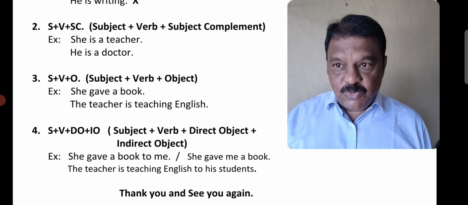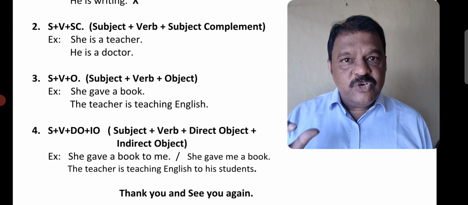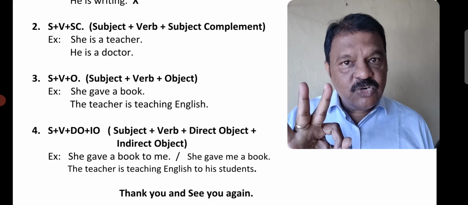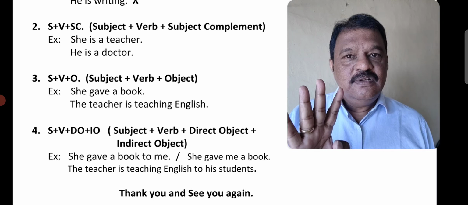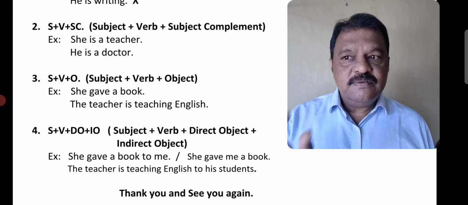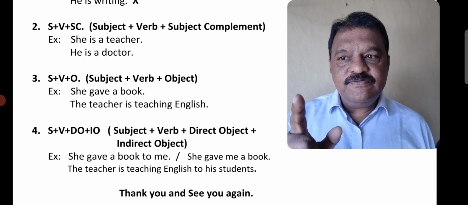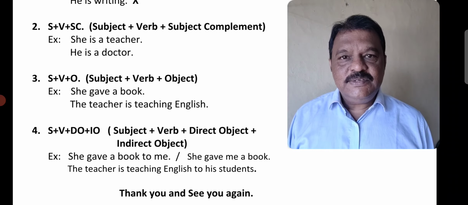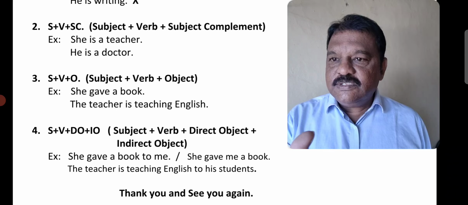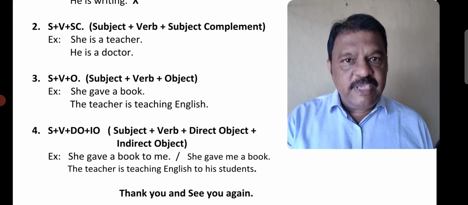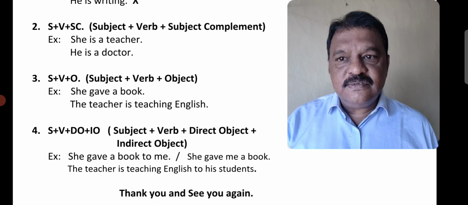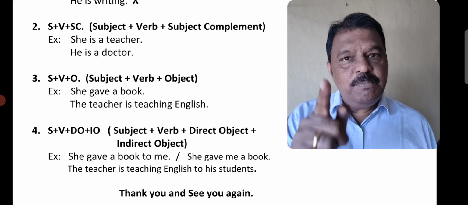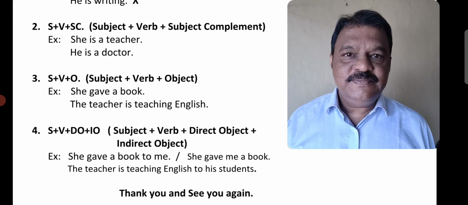Good. So when you frame your sentence, compose your sentence with subject, verb, direct object and indirect object, your sentence will fall under pattern number 4, S+V+DO+IO. You got it? The same sentence, she gave a book to me, can be also written in this way. She gave me a book.